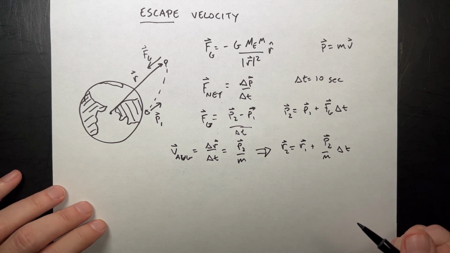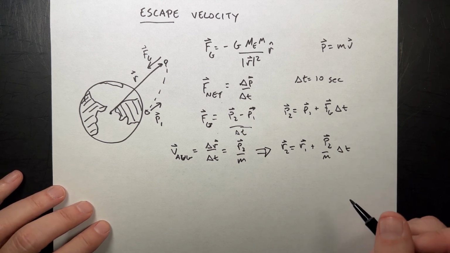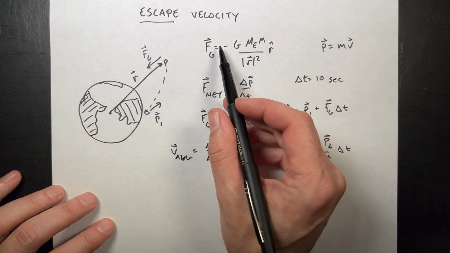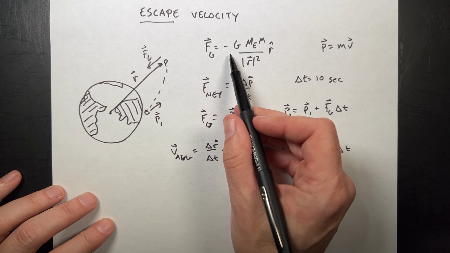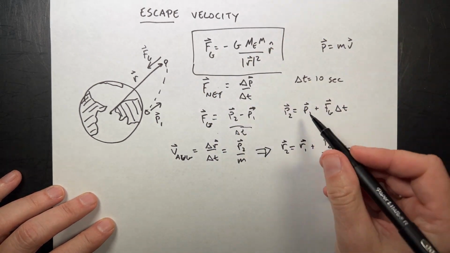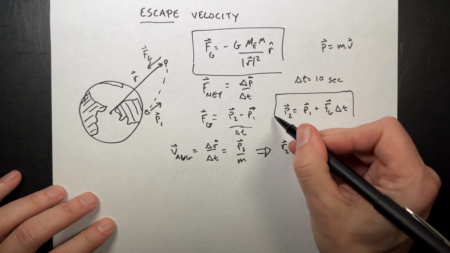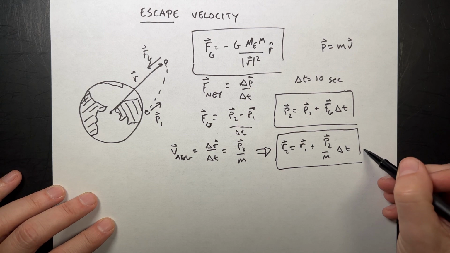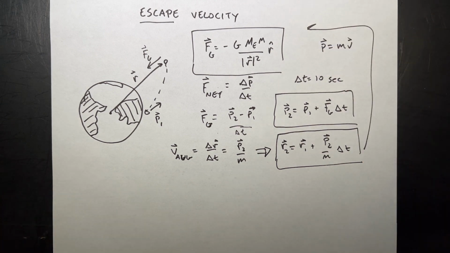So we just made a numerical model, right? Because if I want to do the next 10 seconds of motion, I can do the same thing. I just go back up here. I have a new r, so I'm going to have a new gravitational force. So I'm going to first do this, and then I'm going to update the momentum, and then I'm going to update time. Then I'm going to go back up here and do it again. I just keep on doing that over and over and over again.